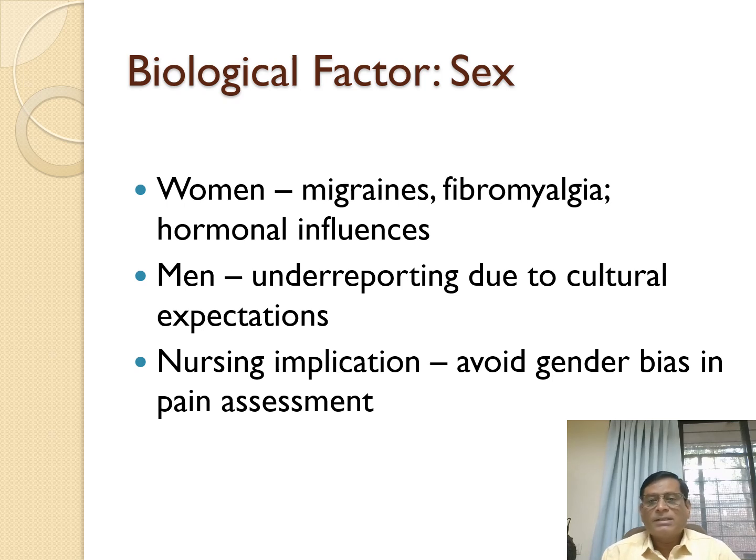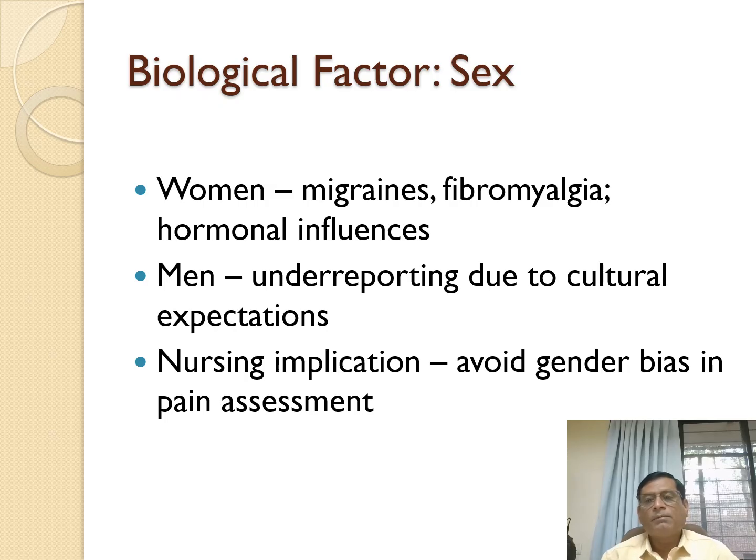Next is biological factor, sex. So sex means what? It is gender. So women and men basically, and transgender also, but we are not considering them in this slide. So basically you can divide into women and men. Women have more pain perception than men. Basically they have migraines.